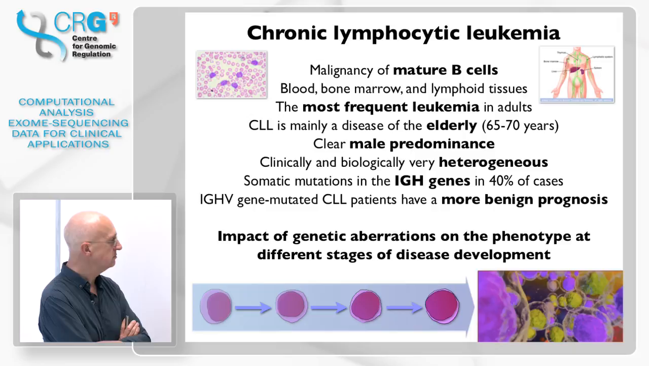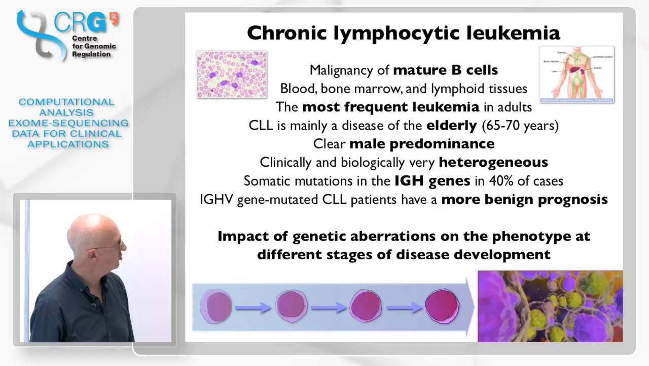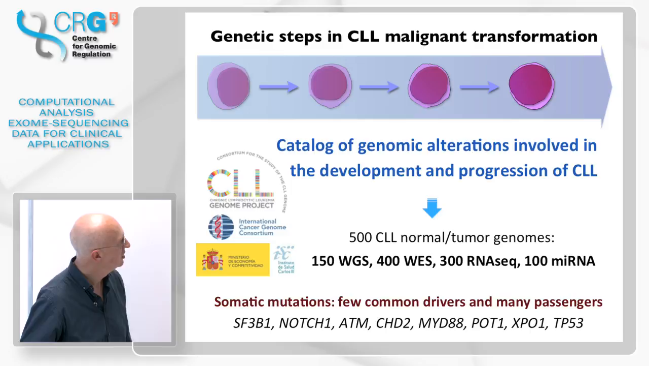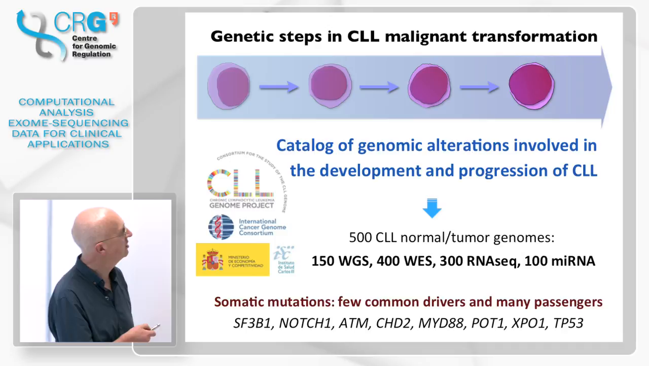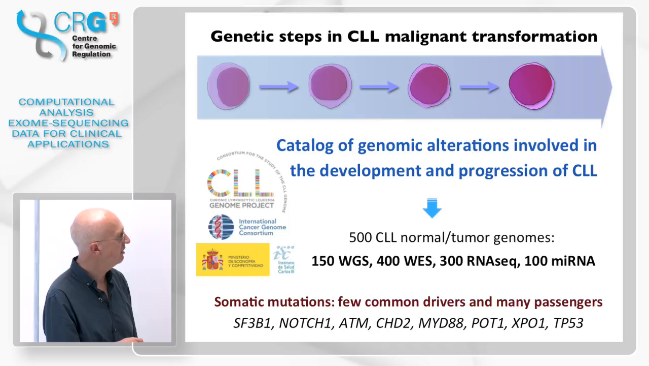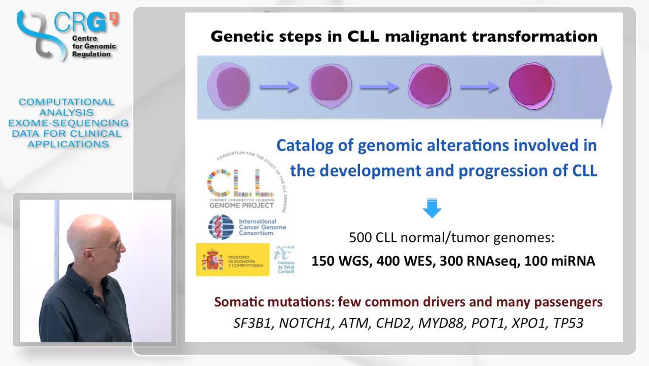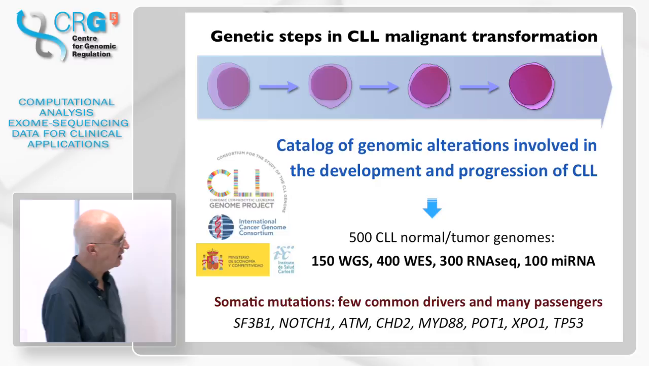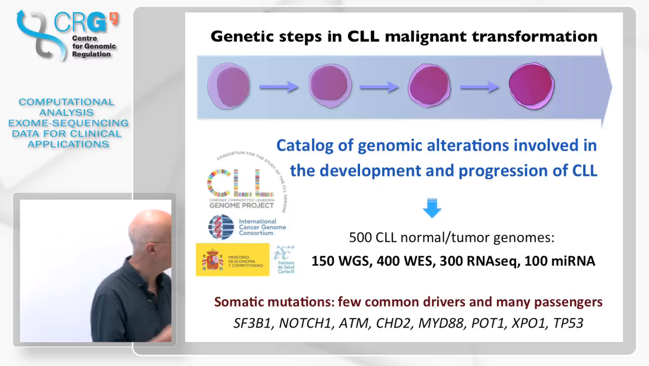So the characterization of the whole set of mutations that are responsible for the phenotype is important, but what is also important is to identify what is leading these individuals to develop CLL. So the goal of the chronic lymphocytic leukemia consortium has been to have a catalog of all the different genomic alterations that are involved in the susceptibility, but also in the development of this type of cancer. Here the work has been a coordination of whole genome sequencing in more than 150 cases, whole exome sequencing, RNA sequencing, and also small RNA sequencing. There has also been some epigenetic, some methylation analysis performed.